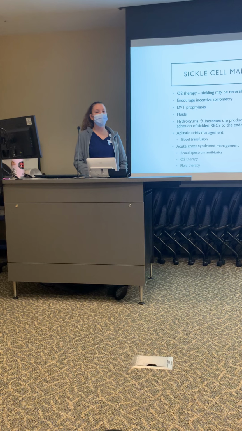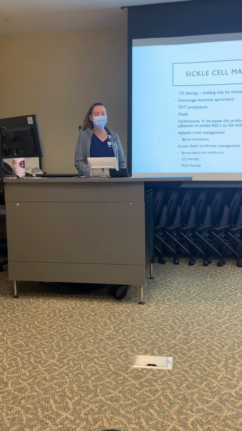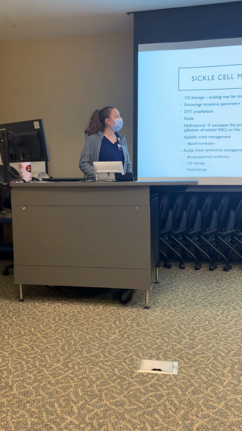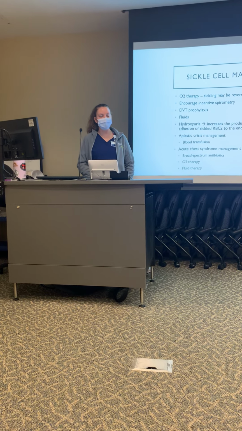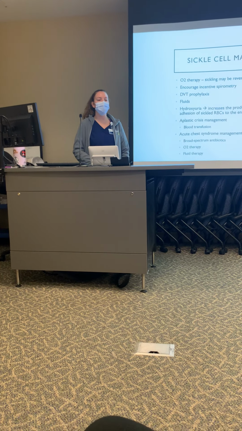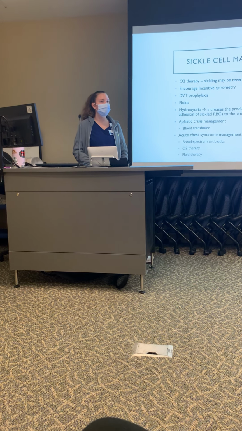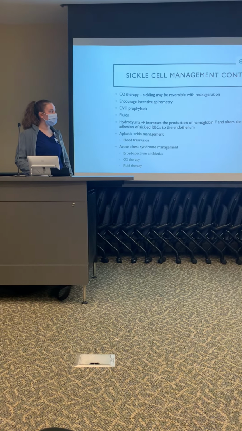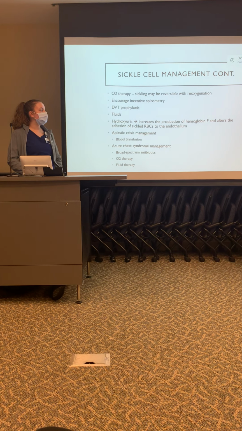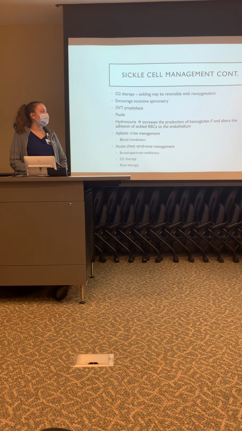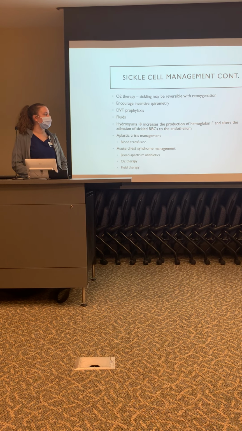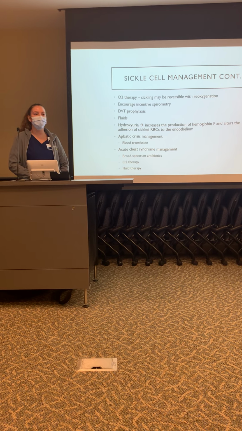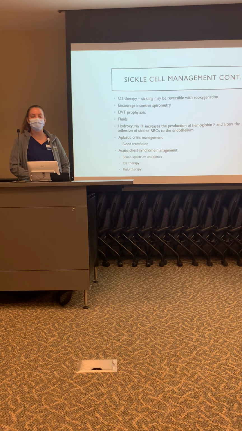This can be done in the form of medications such as heparin or Lovenox, or the patient may have SCDs or TED hose. The patient will also be getting some gentle IV fluids. IV fluids help to decrease the blood viscosity and maintain renal function. Hydroxyurea is a medication that a lot of patients will get. This is known to increase the production of hemoglobin F, and it alters the adhesion of sickled red blood cells to the endothelium. Essentially, this is given to help reduce the number of sickle cell crises that occur.